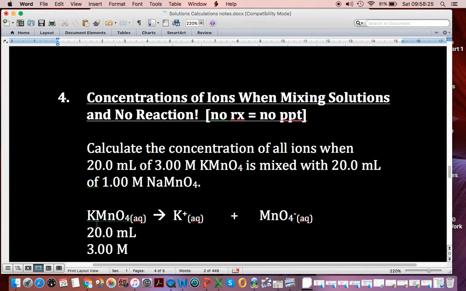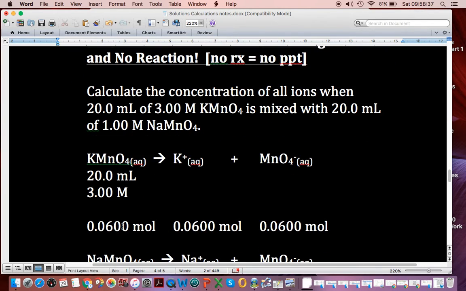So here's the dissociation equation, and I've tried to spread things out so I have room to write things down. Now 20 mils, 3 molar, I have to realize that's 0.0200 liters. So I get a tiny number of moles. Now stoich says 1 to 1, so I get the same number of moles of each of those ions.